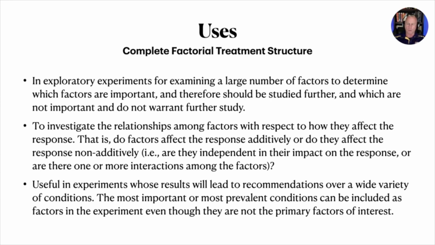And even though those kind of conditions may not be the primary factors of interest to a researcher, the researcher can incorporate these kinds of factors in their experiment so that when farmers, for example, go to apply these results, they can apply them to conditions that more closely match their own environment. So those are some of the uses of the complete factorial treatment structure.